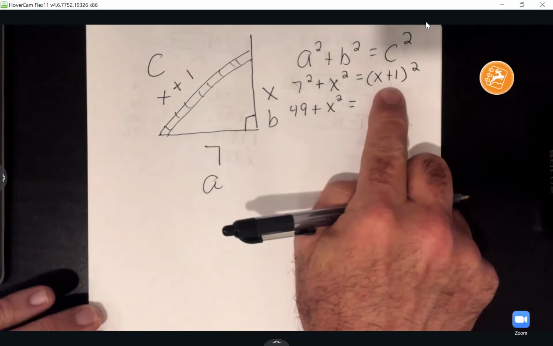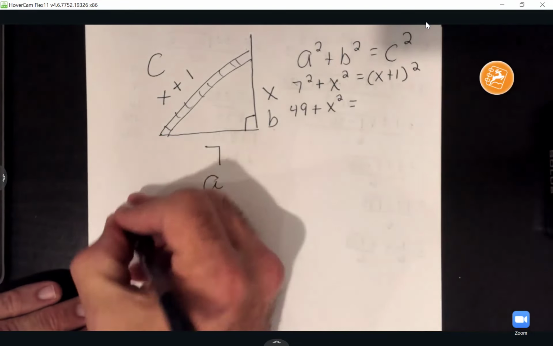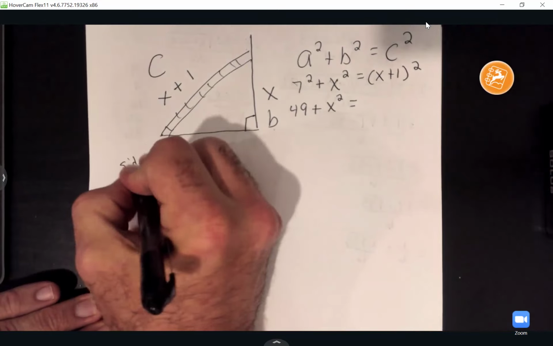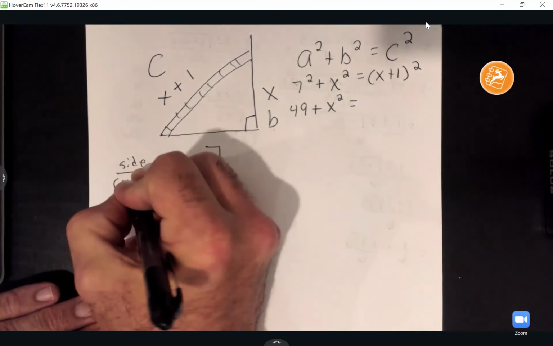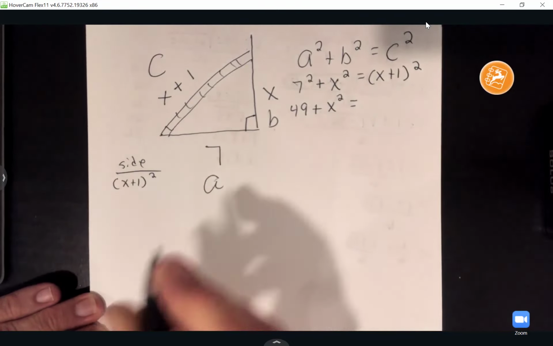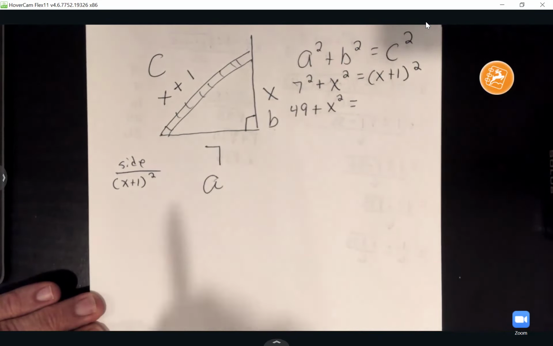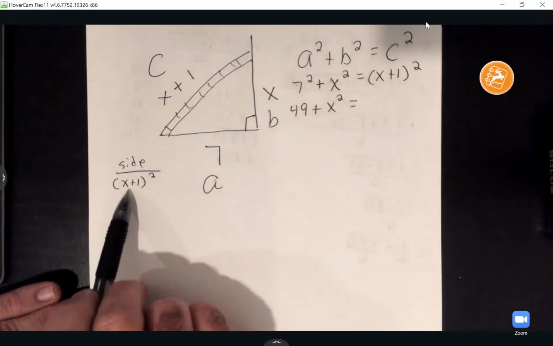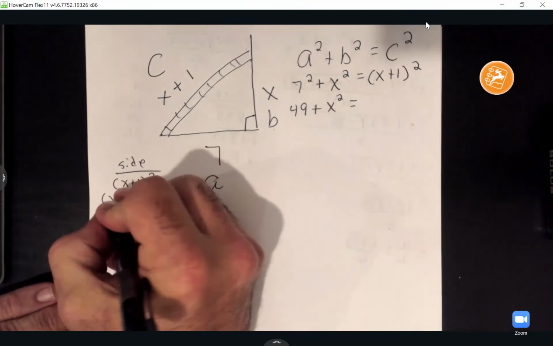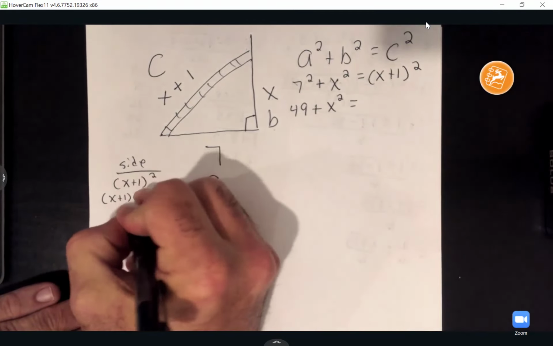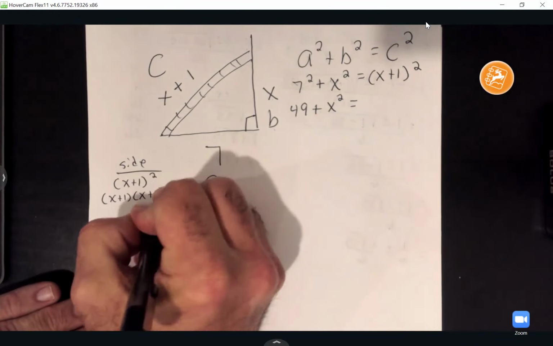Now, what gets a lot of people is that right side. I'm going to work that on the side. (x + 1) squared. Because (x + 1) squared does not equal x squared plus 1. You got to FOIL this, remember. So do your (x + 1) times (x + 1).